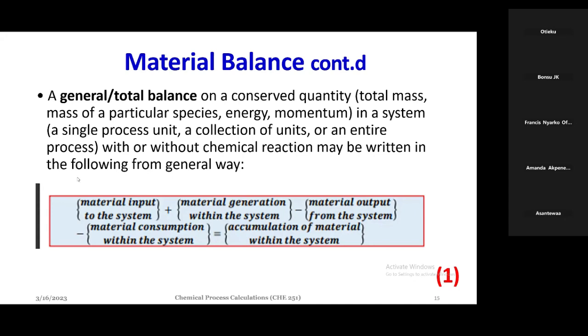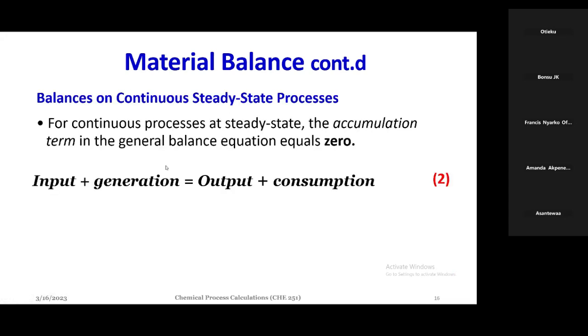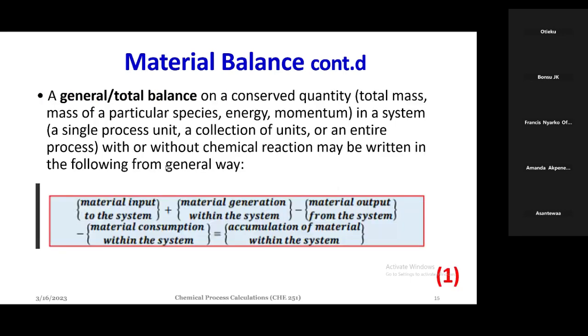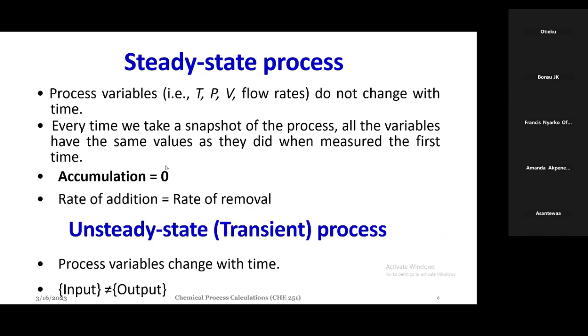So for every system, this holds. There are some systems where some of the terms might go to zero, right? But in general, this is the material balance equation. Now, when you are going to perform the material balance in a continuous process which is operating under steady state conditions, we said that for the steady state, accumulation is zero, right?